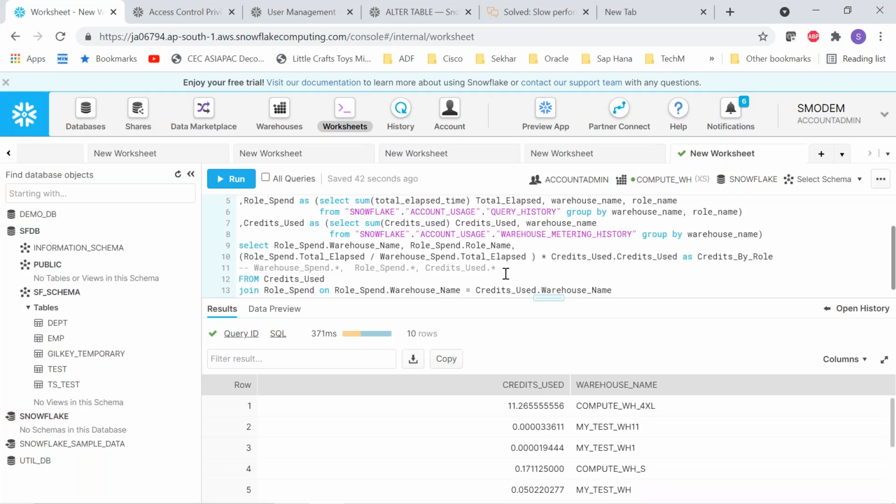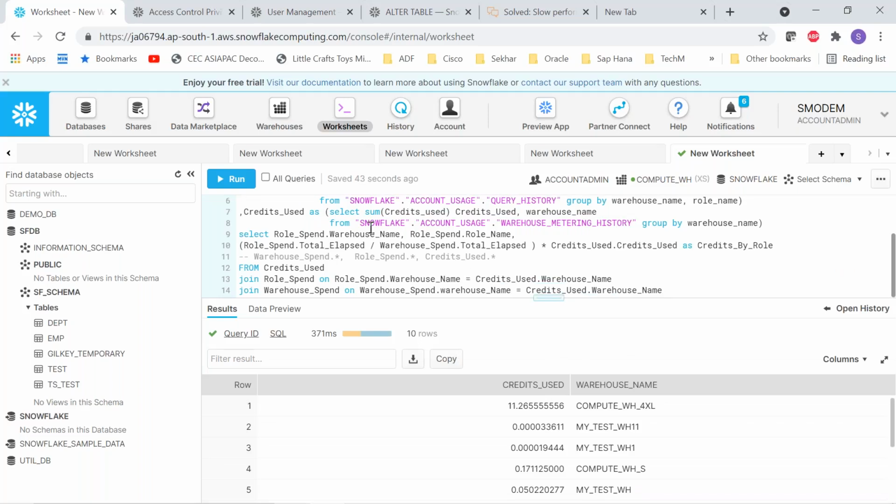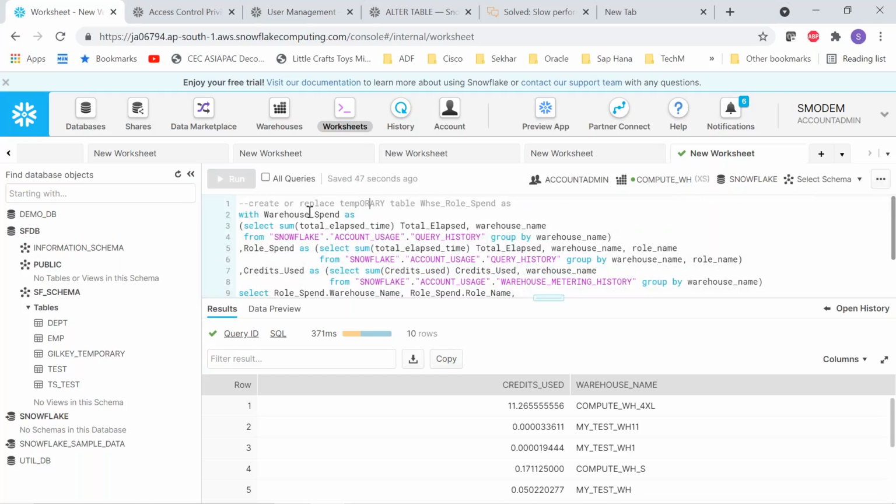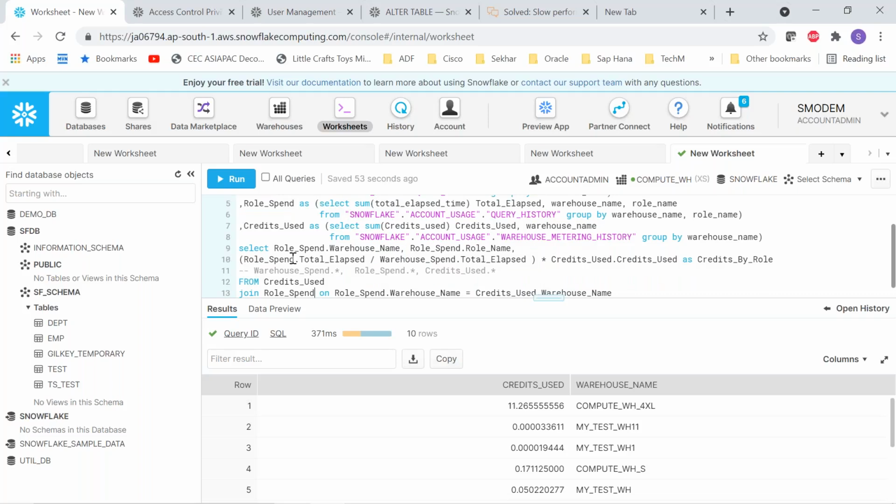So the first question is, how do we get this? I'm joining these two conditions, warehouse spend and role spend, and credits used, and I'm trying to get how much is spent. So select role spend warehouse name, role spend role name, total role spend. How much total time the queries have run for a role, divided by the warehouse. If I want to break out the number of credits, we have to divide the total number of queries run for each role by the total number of queries that have run for the entire warehouse, multiplied by the credits used for that warehouse.